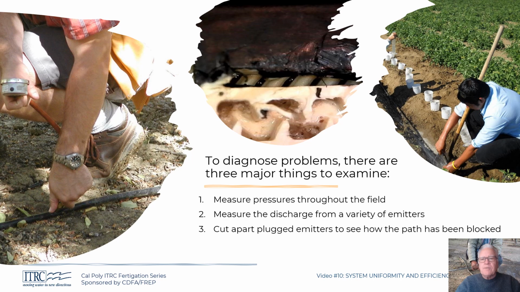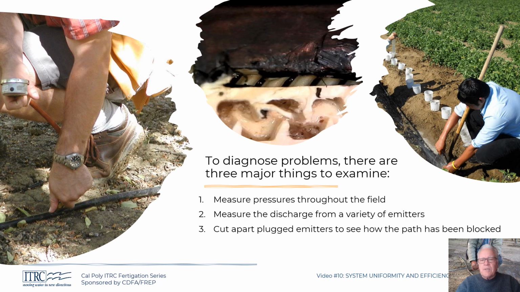On the upper right-hand side, you see that happens to be processing tomatoes, and sure enough, you have to dig up the crazy tomatoes if you want to measure flow rates on tape that's buried. But you see the little cans there. What you do is you expose the tape, or if you have above ground hose, it's already that way, and you put a can underneath every emitter.